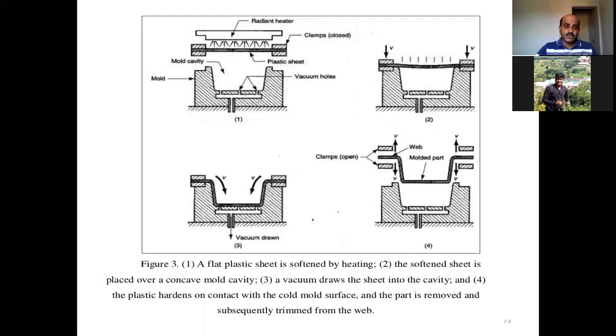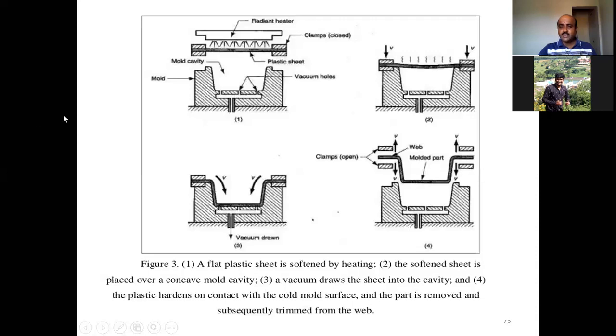See, this is what we are showing here. The mold is here, and this is the mold cavity. This is the shape of the component that is required. Here we are heating the thermoplastic sheet to its softened state by means of a radiant heater, and then we keep this softened sheet over this mold. Then it will be clamped together.